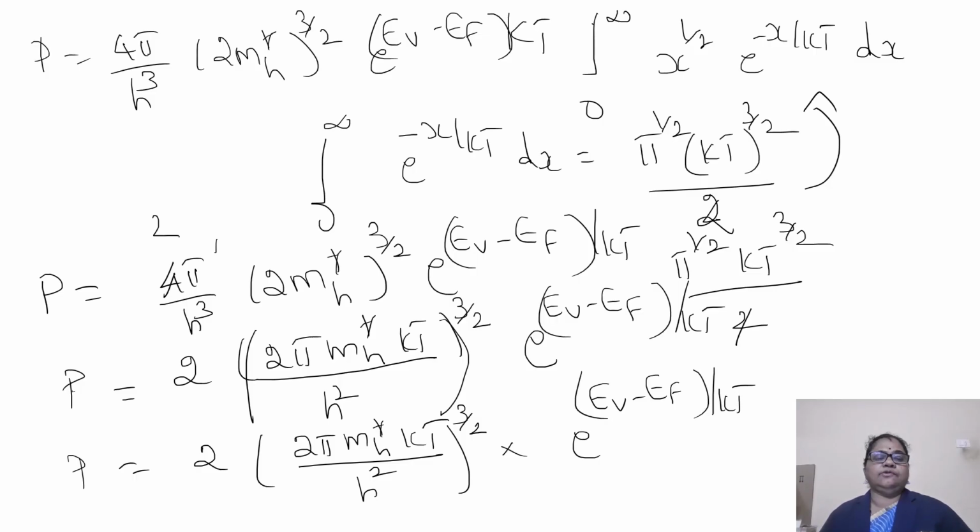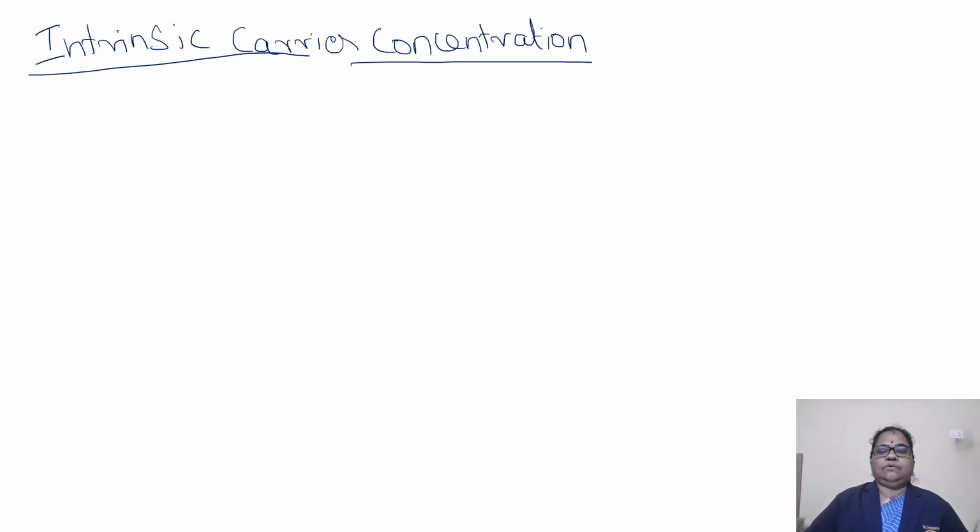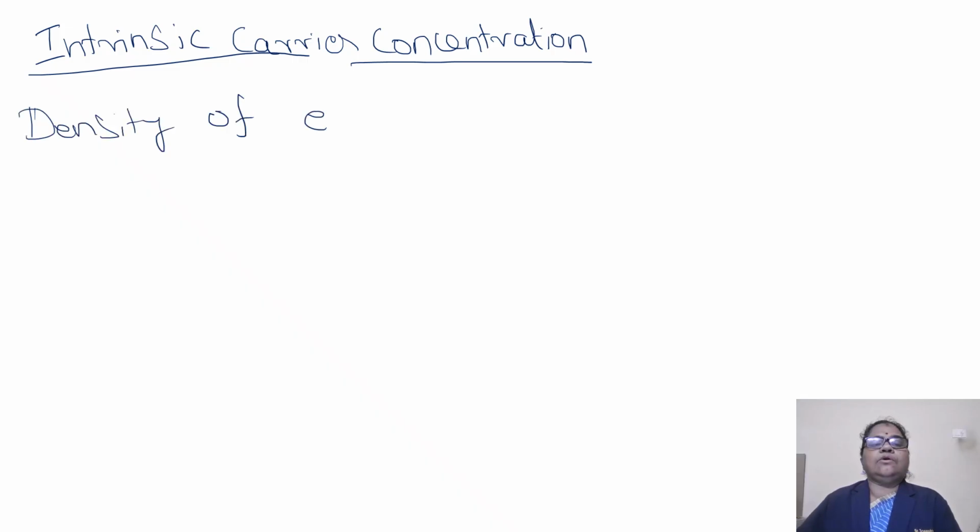So with that basis, we can easily derive the intrinsic carrier concentration with the help of the terms N and P. So now we are going to derive the intrinsic carrier concentration. As I have already derived the density of electrons in the conduction band and the density of holes in the valence band, first the density of electrons in the conduction band.